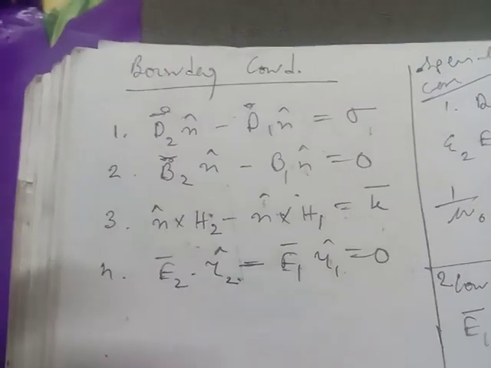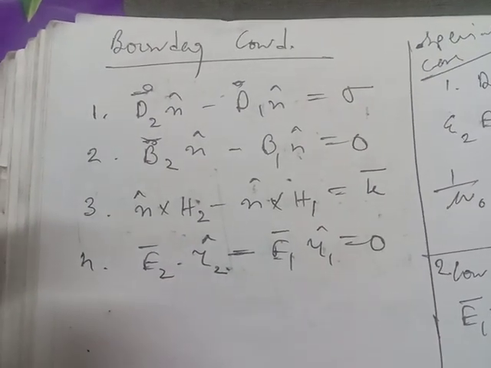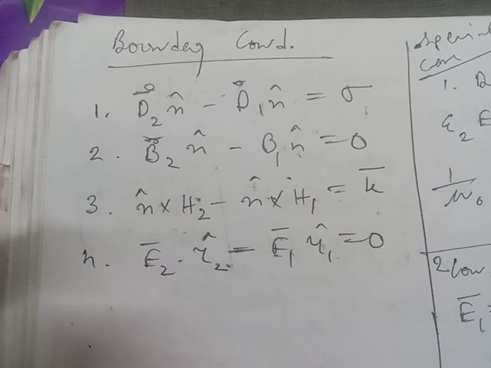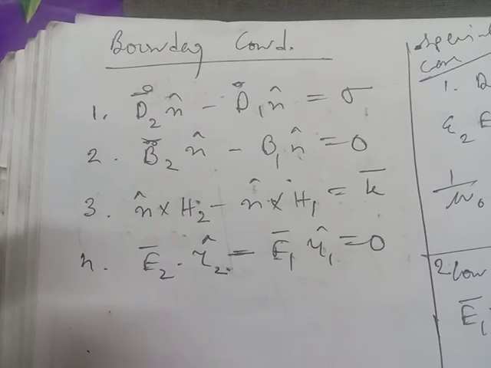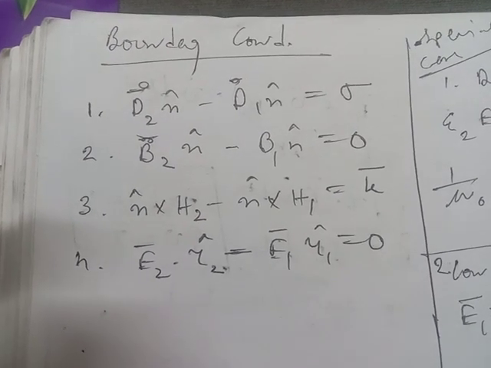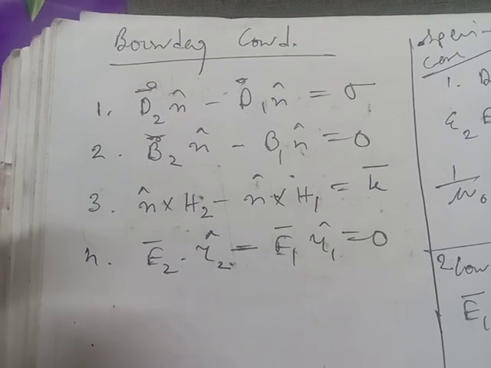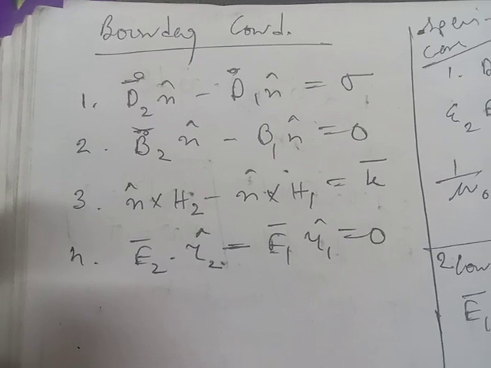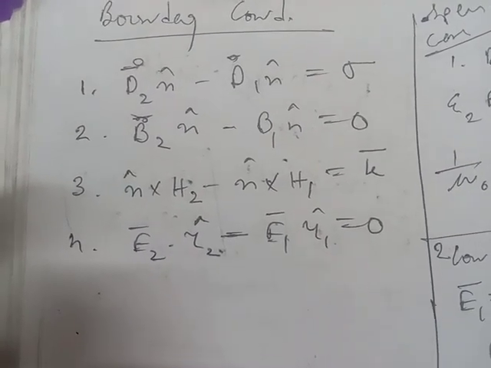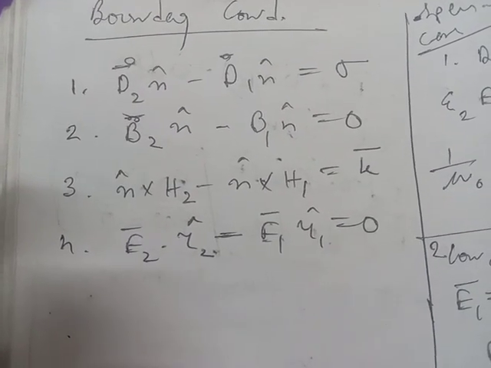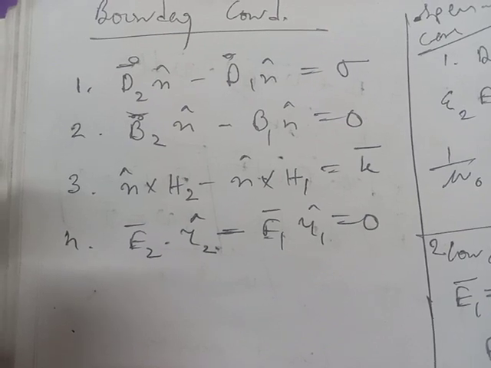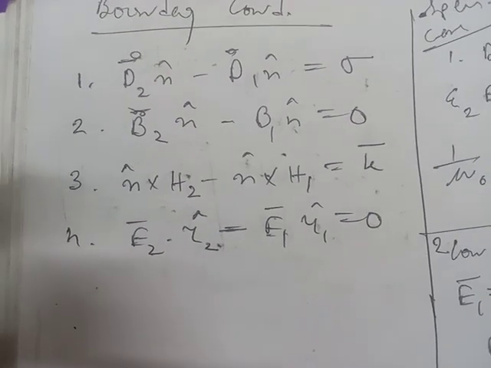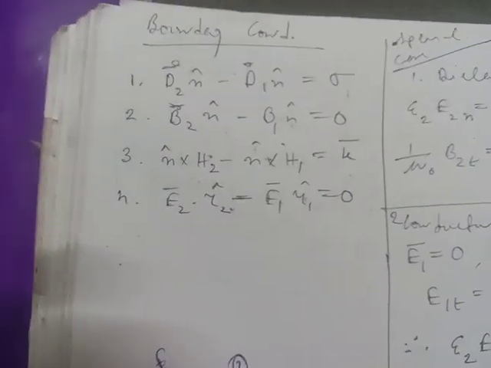So at first the tangential component of the magnetic field is discontinuous, and the normal component of the electric field is discontinuous. In other words, you can also say that the tangential component of the electric field is continuous and the normal component of the magnetic field is continuous. And here we go to some special cases.